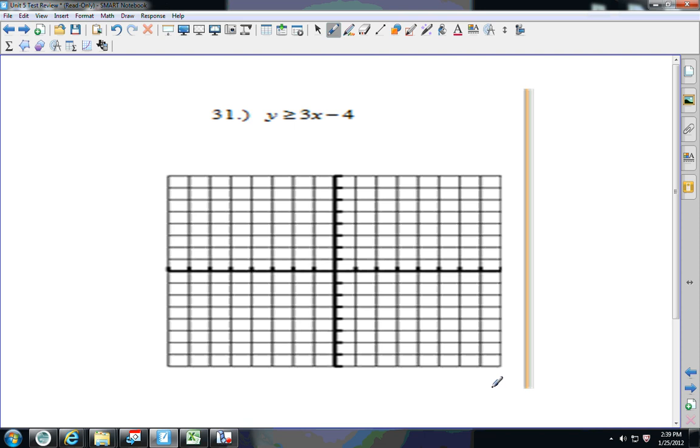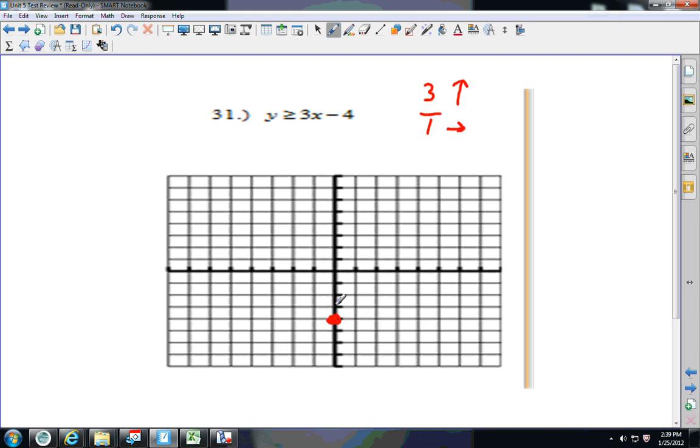Number 31. It's already in y equals form. I start with -4. 1, 2, 3, 4. Put a dot. My slope is 3. 3 over 1 tells me to go up 3 to the right 1.